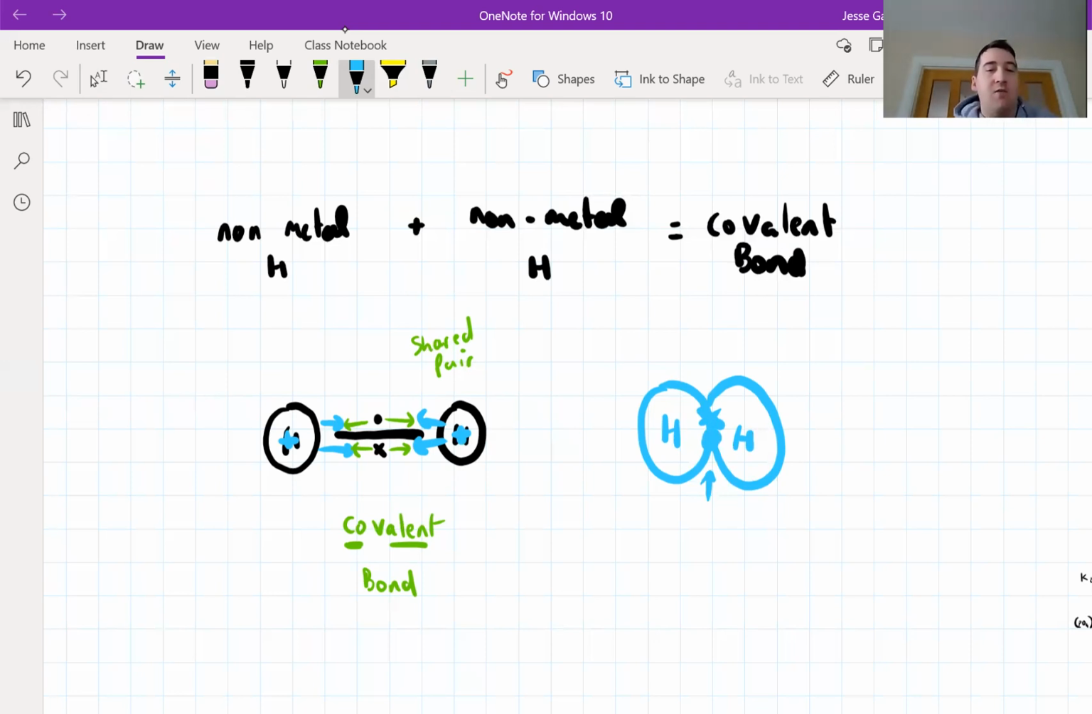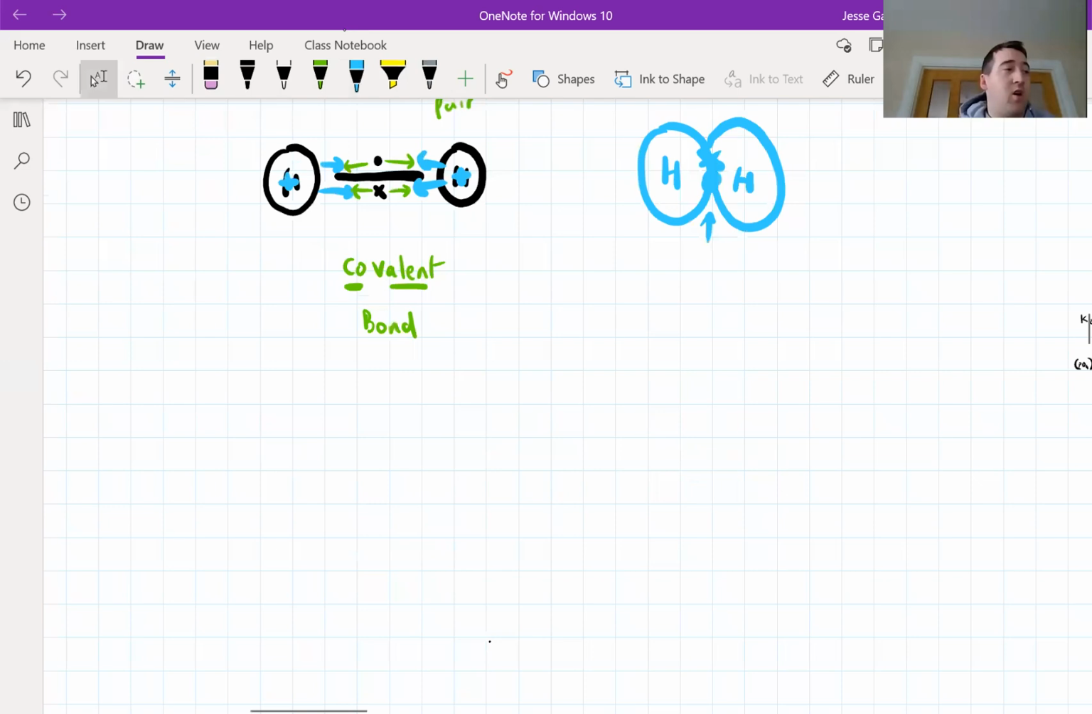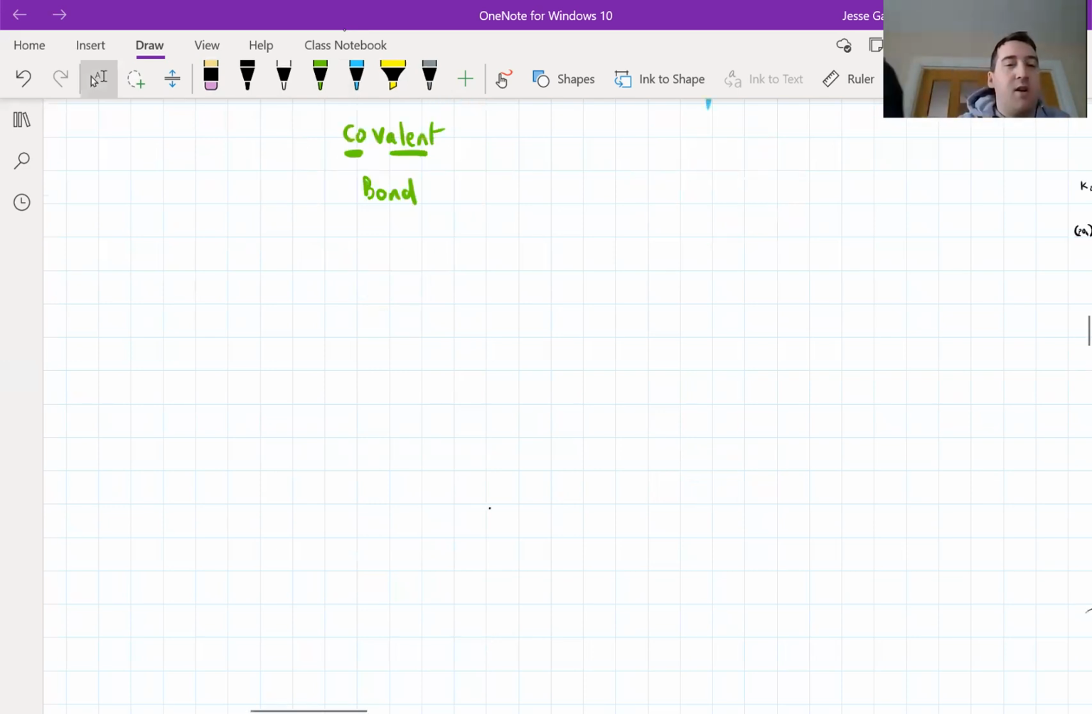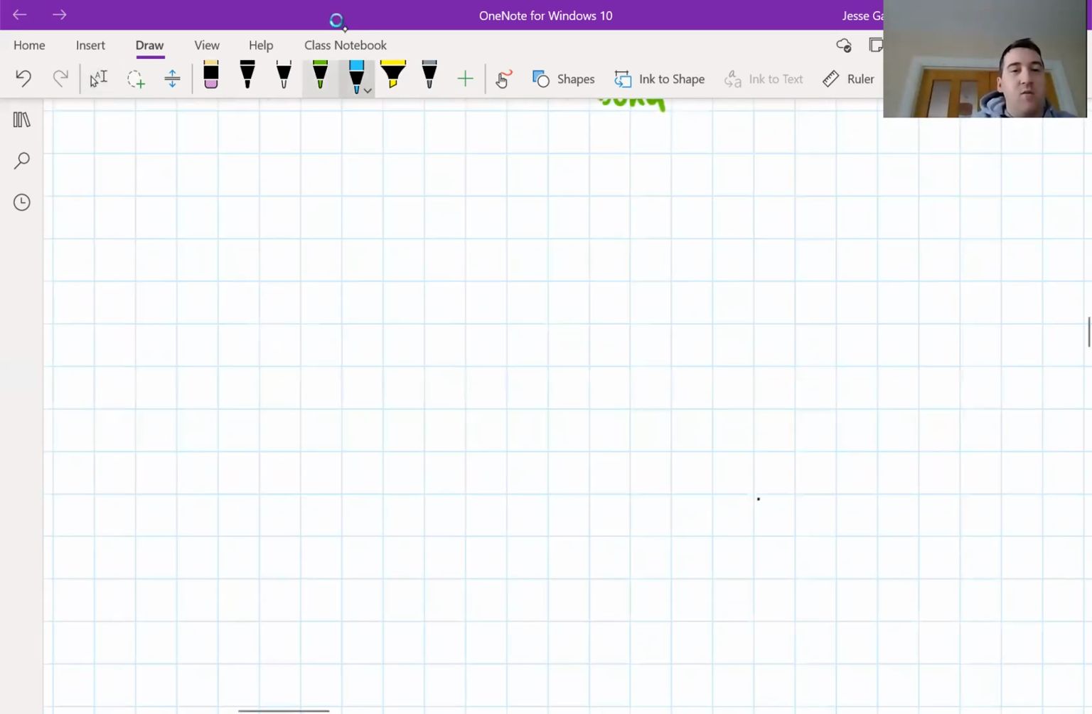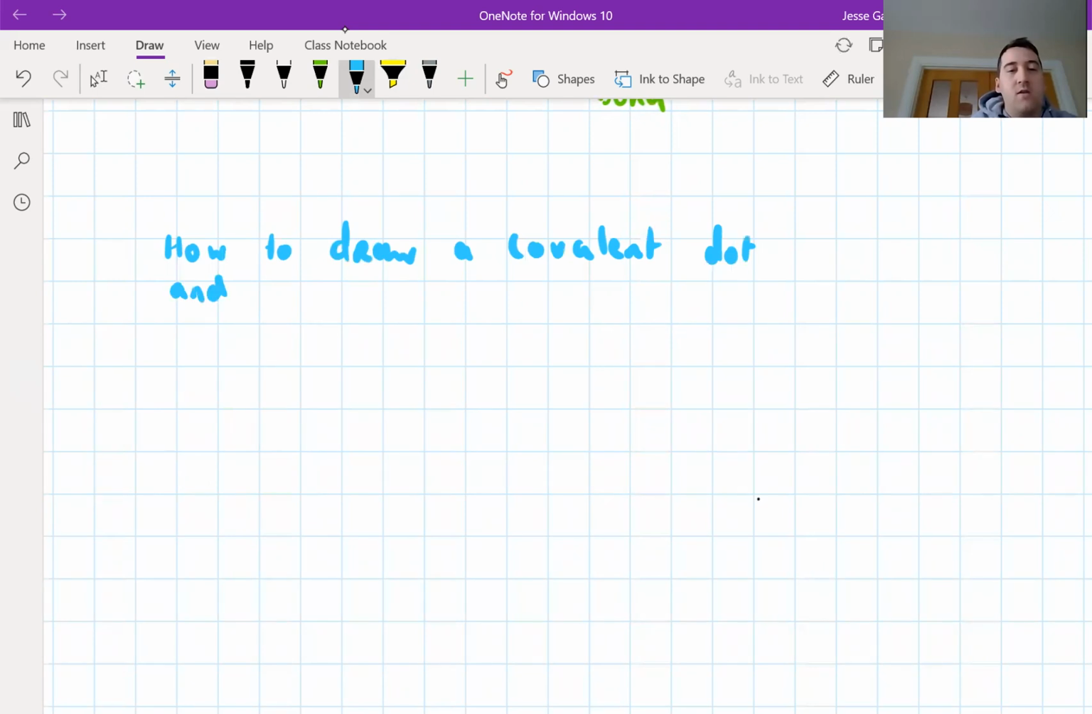We need to be able to learn how to draw a diagram for covalent bonds, just like we learned for ionic diagrams. Because we're going to use dots and crosses, we call them dot and cross diagrams. Just like ionic bonds, where we learned how to draw an ionic dot and cross, in this one we're going to learn how to draw a covalent dot and cross diagram.